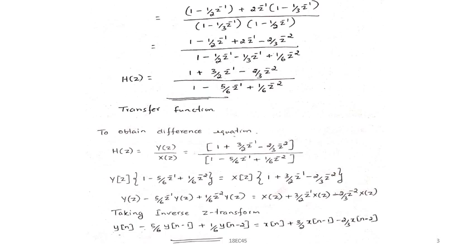So cross multiply this: Y of z into the denominator 1 minus (5/6) z inverse plus (1/6) z to the power minus 2 is equal to X of z into 1 plus (3/2) z inverse minus (2/3) z to the power minus 2.